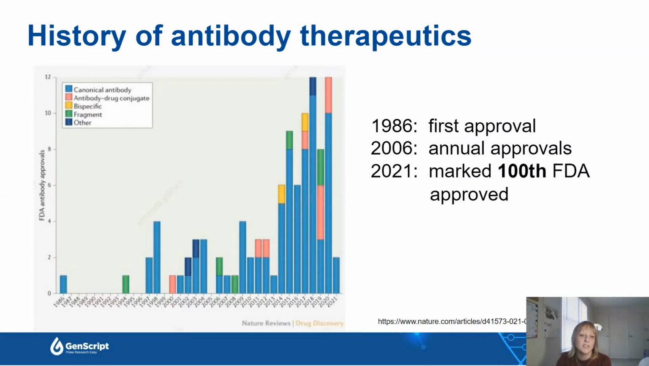Looking back at the history of antibody therapy development, the first FDA-approved antibody was approved in 1986. Since then, there was a slow progression between then and 2006, whereby after 2006, the FDA started approving new antibody drugs on an annual basis. In 2021, the FDA approved its 100th therapeutic antibody, and I'm sure we're all familiar with this one as it was the monoclonal antibody therapeutic for SARS-CoV-2 infection.